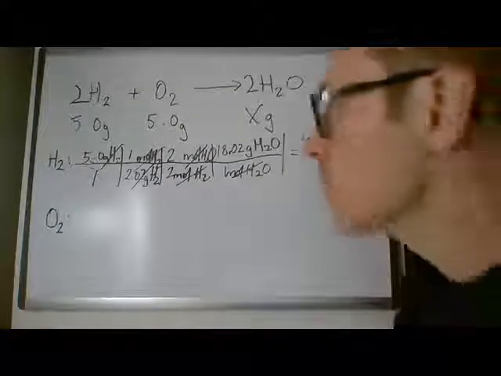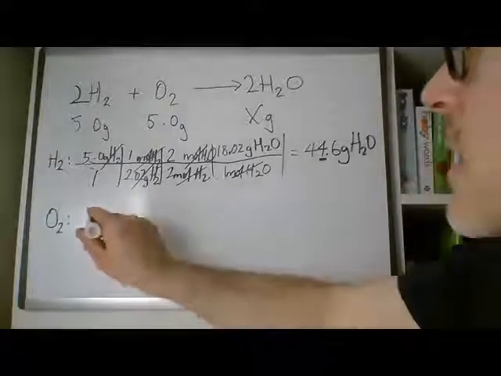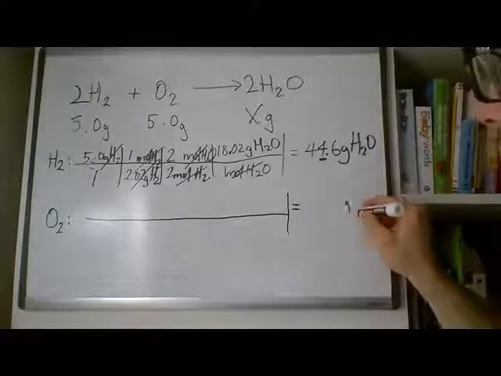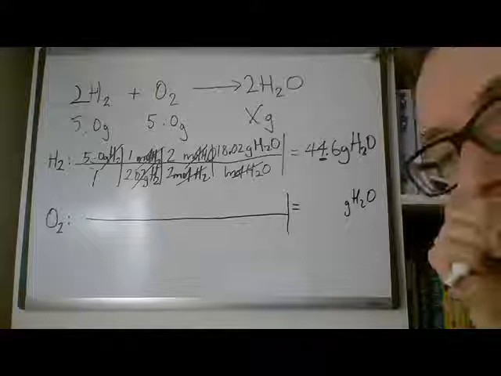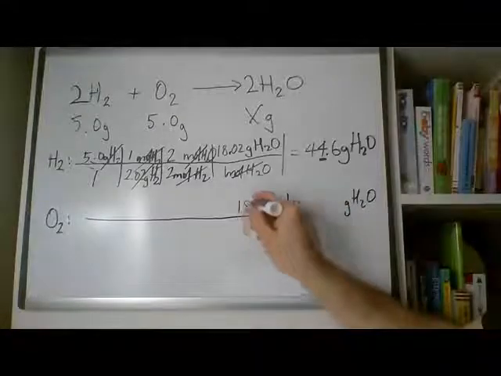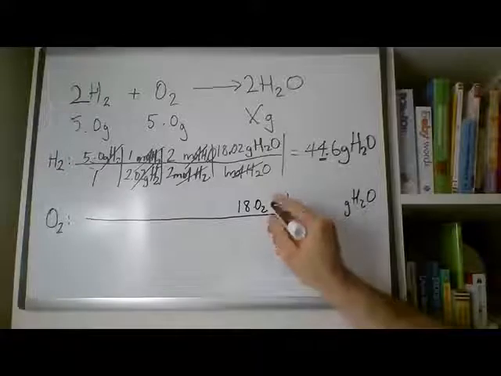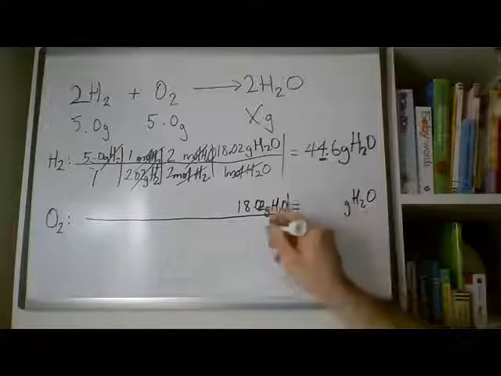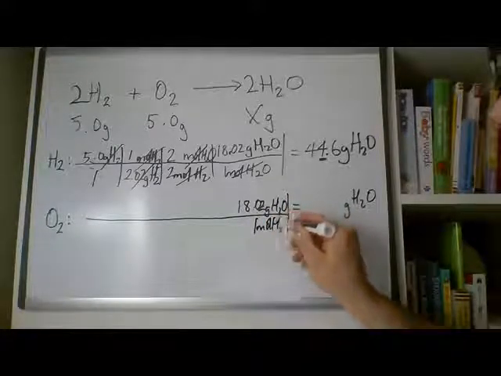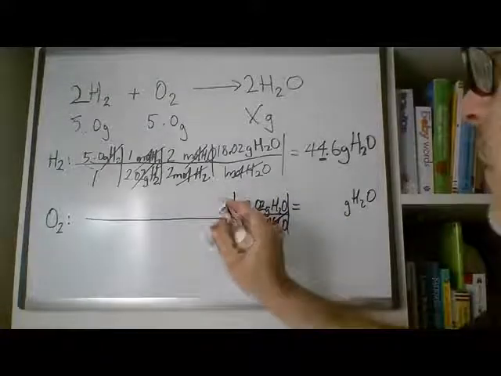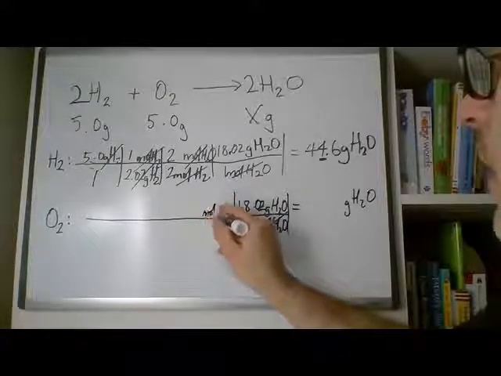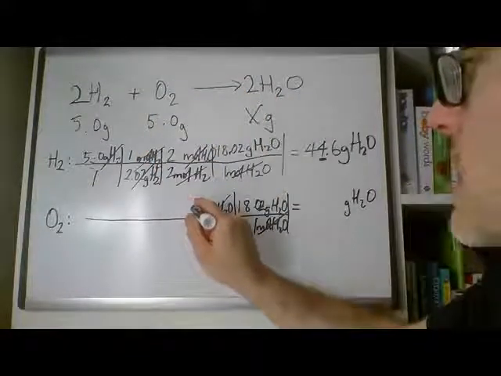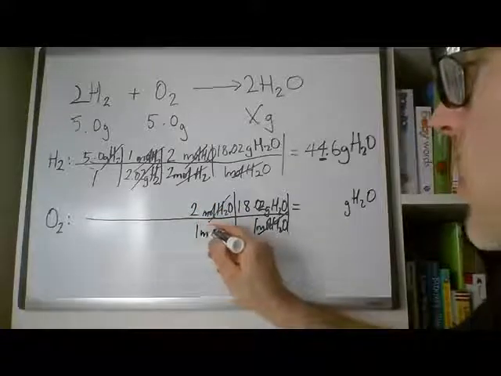Now I'm going to do the same calculation but with the other known, which was oxygen. So 18.02 grams of water is 1 mole of water. I know 2 moles of water is equal to 1 mole of oxygen. 2 moles of water is the same as 1 mole of oxygen.